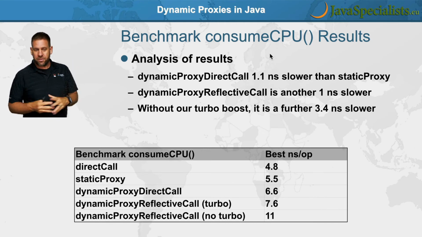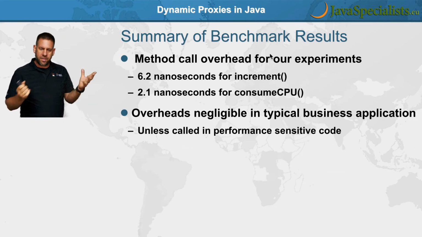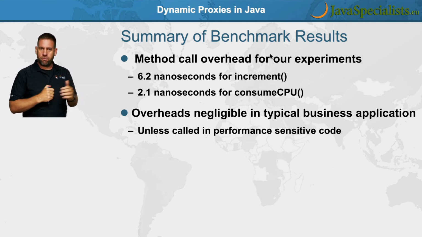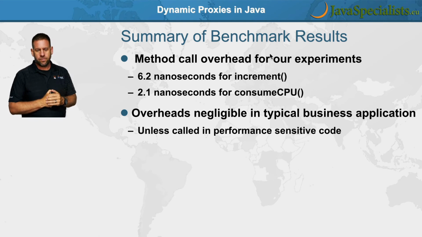I'm talking about the method turbo boost, not the CPU turbo boost. That's always off with this experiment. So that's our summary, is 6.2 nanoseconds for increment and 2.1 for consume CPU.